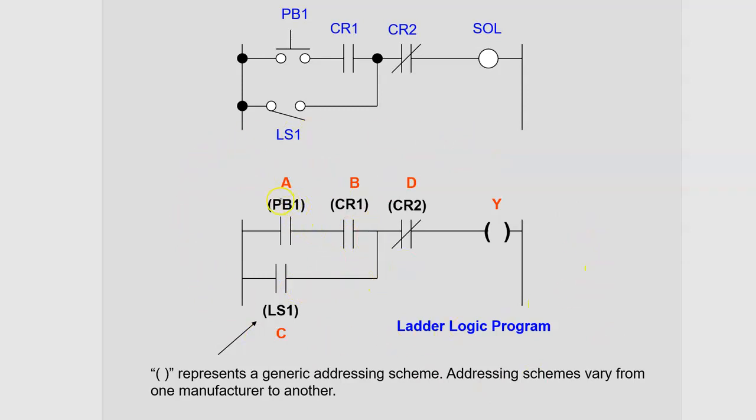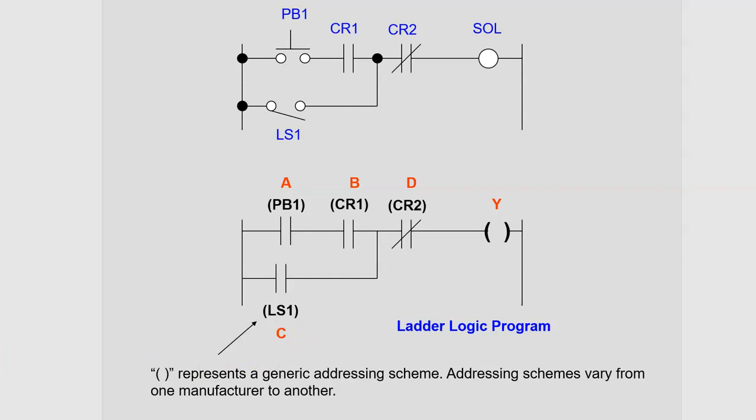Notice the addresses here. The addressing is pretty important. That's the way we map the actual instruction to the screw terminal and the actual instruction to a position in the input image table, or in the case here, the output image table. And so this is the way you would implement this in ladder logic.